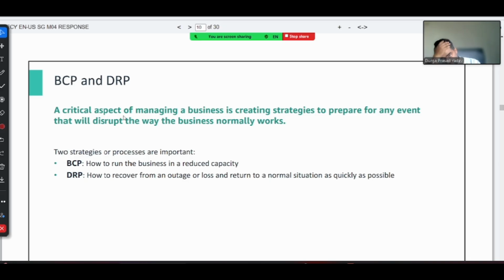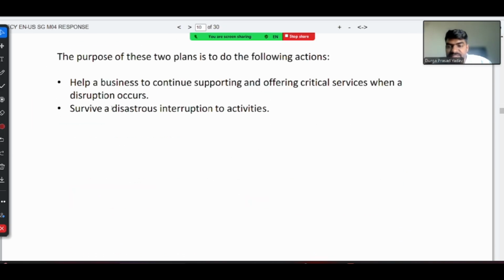So BCP and DRP are a critical aspect of managing a business. It is part of creating a strategy to prepare for any events that will disrupt the way your business works normally. Two strategies we are following. One is BCP and the second one is DRP. BCP stands for business continuity plan, how to run the business in a reduced capacity. DRP is how to recover from an outage or loss and return to the normal position of business.